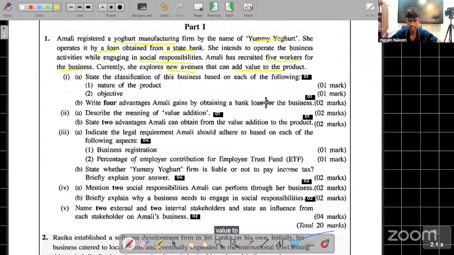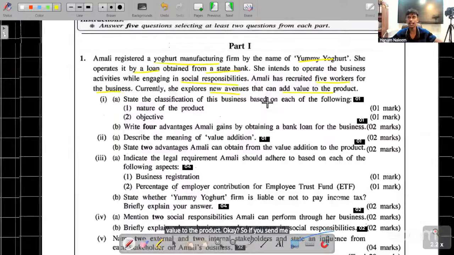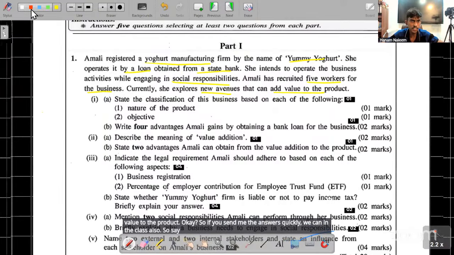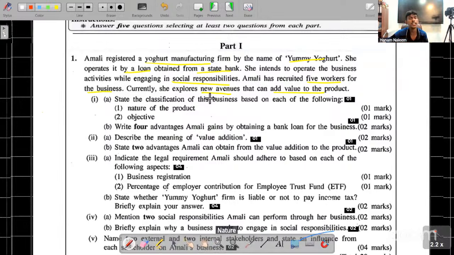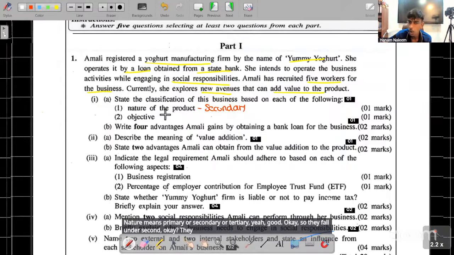Okay, so if you say the answers quickly, we can finish in the class. State the classification of this business based on each. Nature of the product: she's manufacturing. So manufacturing falls under primary, secondary or tertiary? Good, they fall under secondary. Objective: Amali, private sector, so they fall under profit oriented.